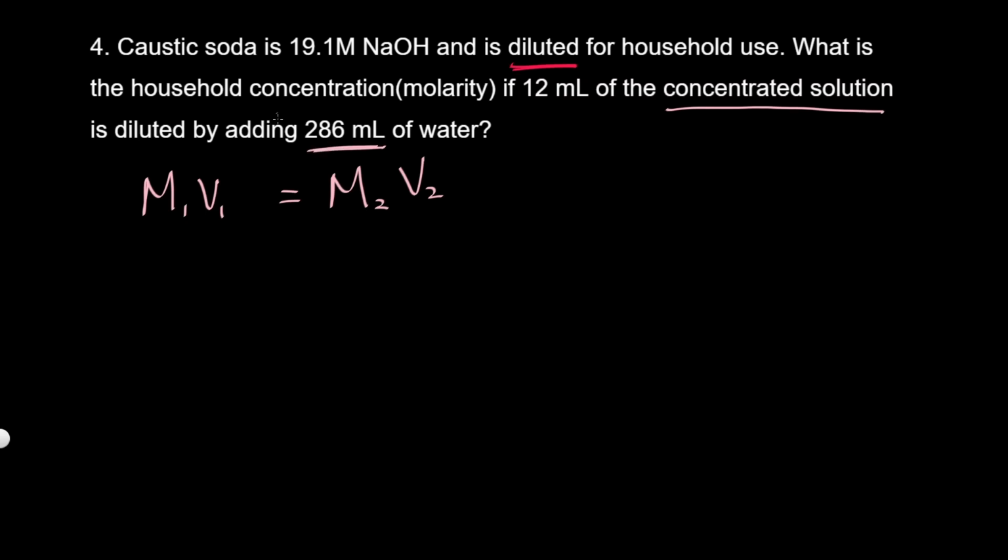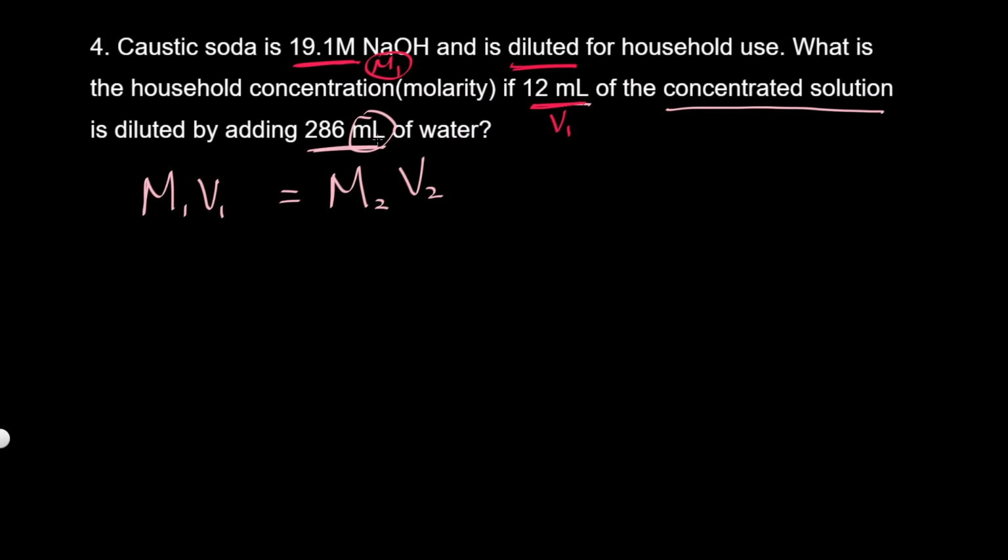much. Unit-wise, if one V is in ml and the other V2 is also in ml, they're going to cancel each other out. You don't have to change it to liters. So let's label this. This is the original concentrated one, so I'm going to call that M1, molarity 1. And how much are we putting of that? We're putting 12 ml of it. So this should be V1.